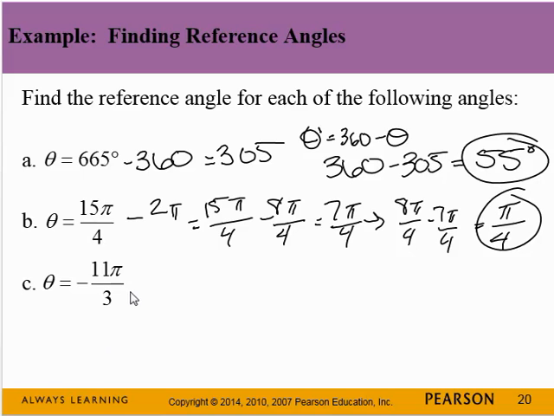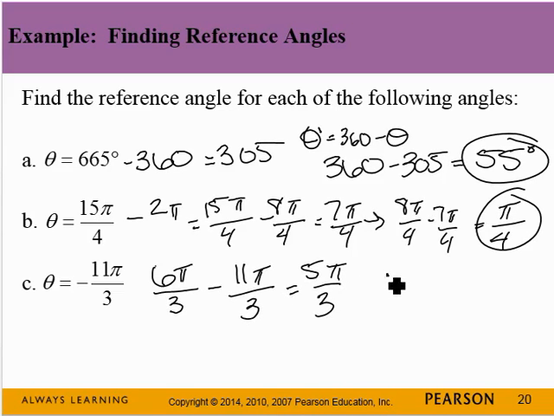Alright, in this case, since it's over 3, you have to convert 2 pi into that. So you're going to have minus 5 pi over 3. Now you have to do your 6 pi over 3 minus 5 pi over 3 again, which just gives you pi over 3.